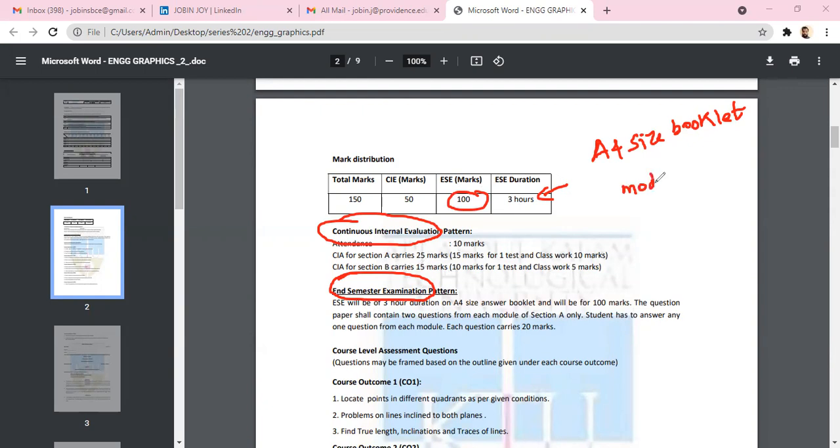From each module there will be 2 questions, and you have to answer any one. Each is 20 marks, so 5 into 20, that means 100 marks.